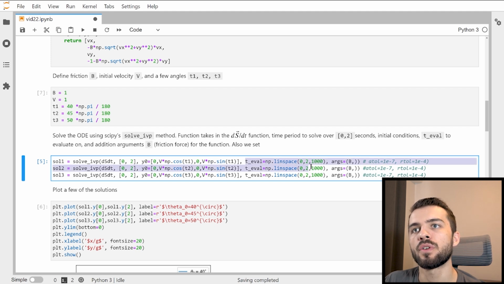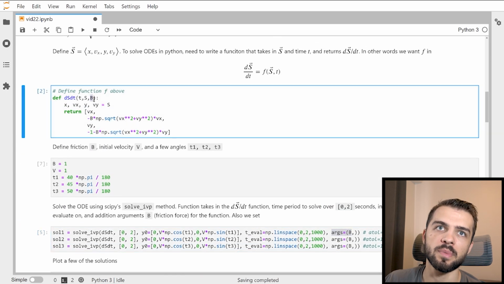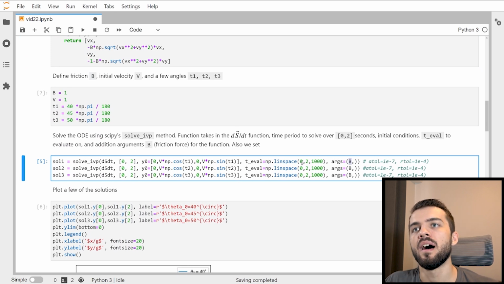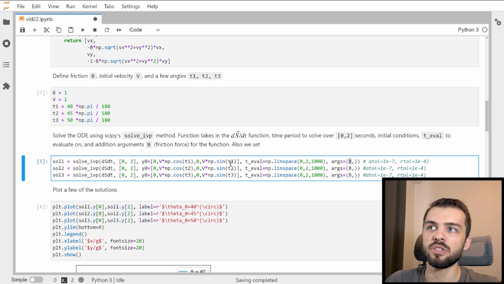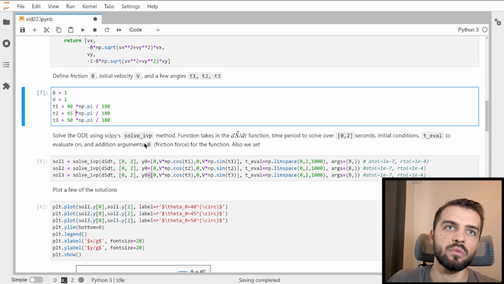And I'm solving it over 1,000 points between 0 and 2 seconds, and additional arguments, because I also have the option to give b here. I have to specify it as an additional argument, b. And so I can get these three solutions, of course. So I have all three of my solutions, and now I'm solving it with friction.